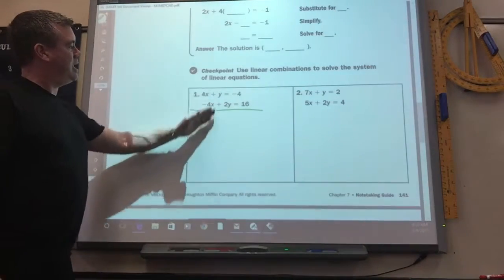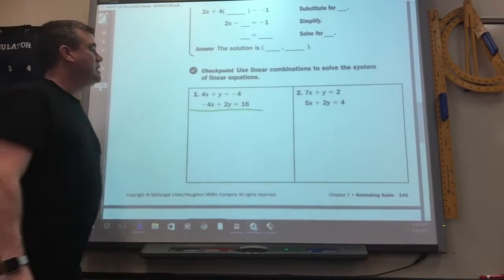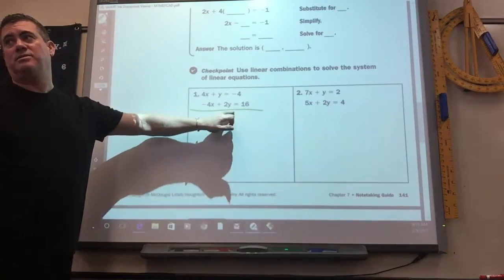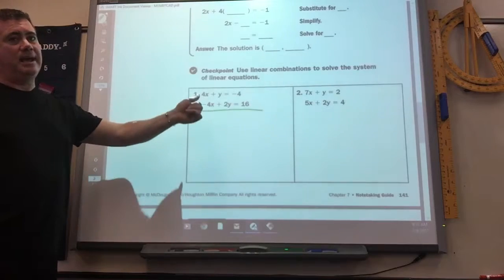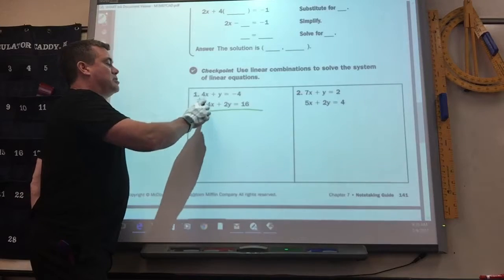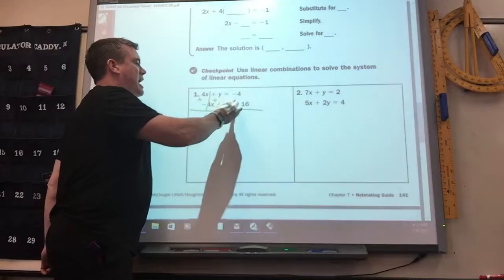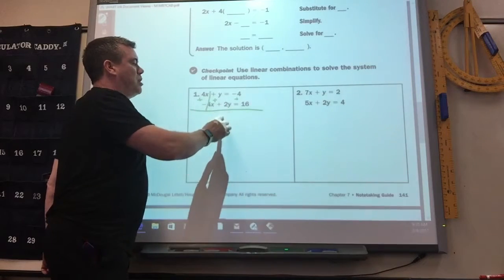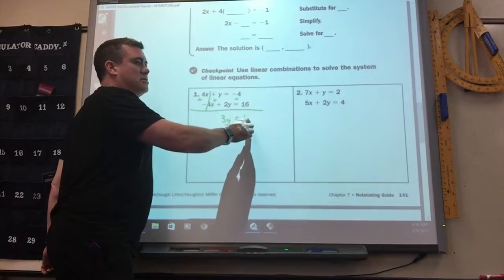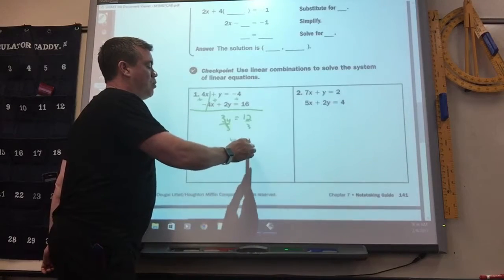So everything's lined up, the x's, the y's, well, it's off a little bit, that's just because of the signs. So what you do is figure out, what are you going to eliminate, the x's or the y's? X's. And are you going to add them or subtract them? Add them. Because 4 plus negative 4 is 0. So that's what you do to the other ones. Add, add. y plus 2y is 3y. Negative 4 plus 16 is 12. So then all you got to do is divide by 3 and you have what y is.